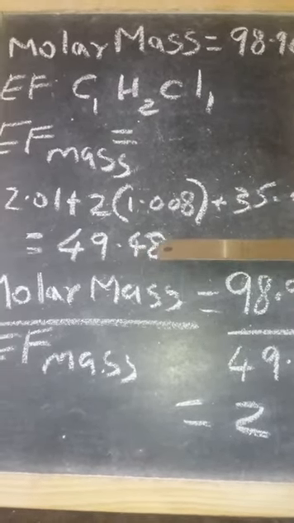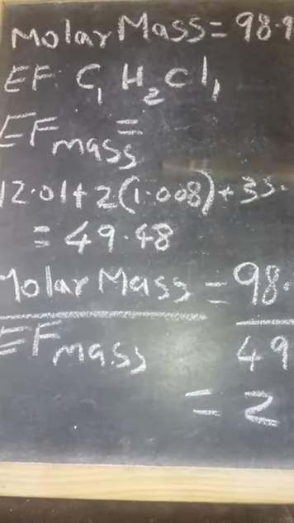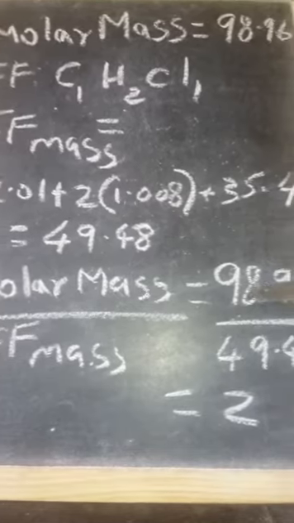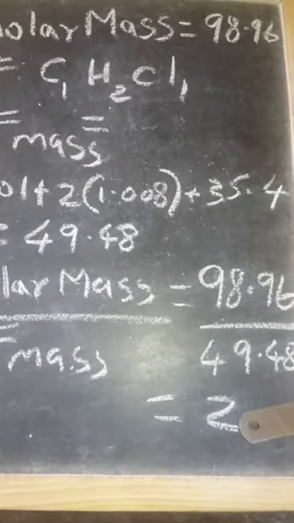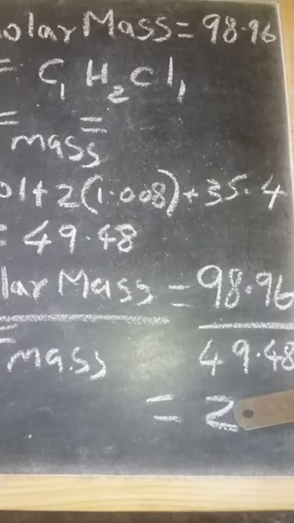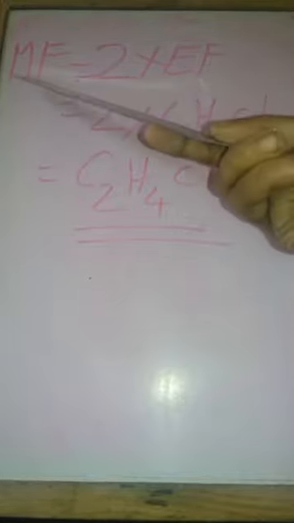Answer 49.48. Next step, you will divide the molar mass with the empirical formula mass. 98.96 divided by 49.48, which is approximately equal to 2. Thus, that answer 2 you multiply with the empirical formula to get the molecular formula. 2 into CH2Cl will give you C2H4Cl2, which is the molecular formula.